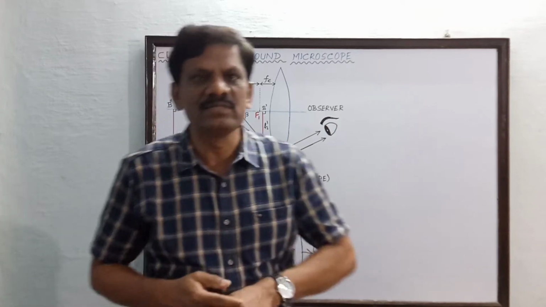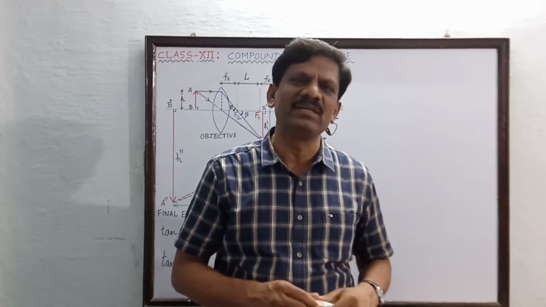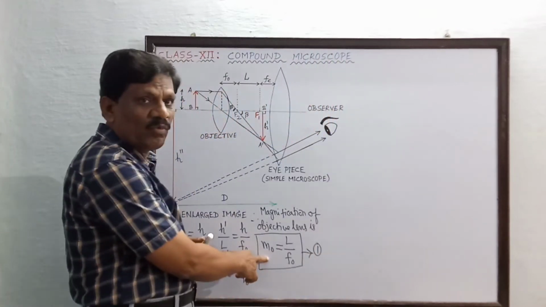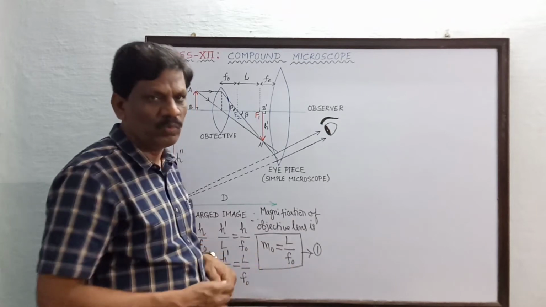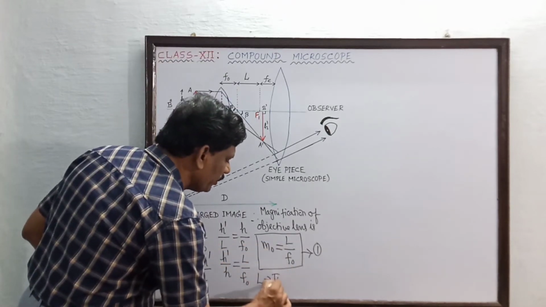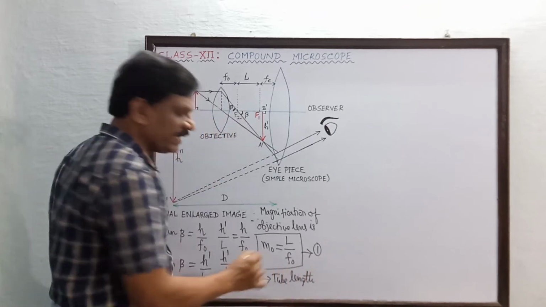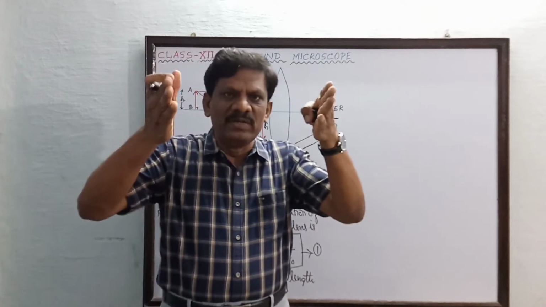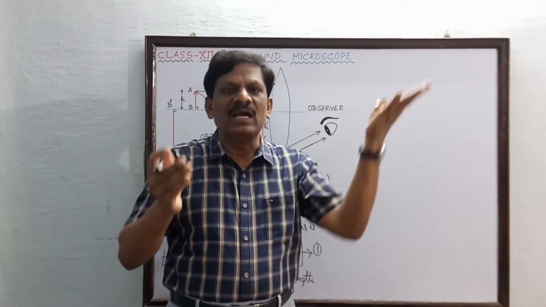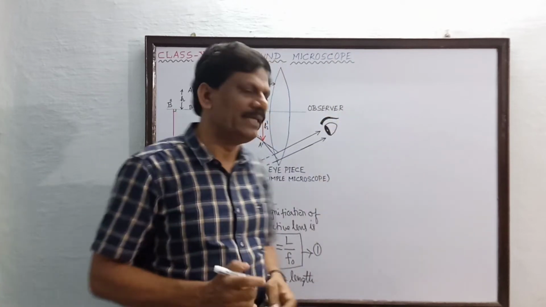Are you understanding, students? First we have derived an expression for the magnification of the objective lens, and that is found to be equal to what? M O is equal to L by F O, where L is called the tube length, and that is once again equal to the distance between the second focal point of the objective lens and the first focal point of the eyepiece lens. That is the tube length L.